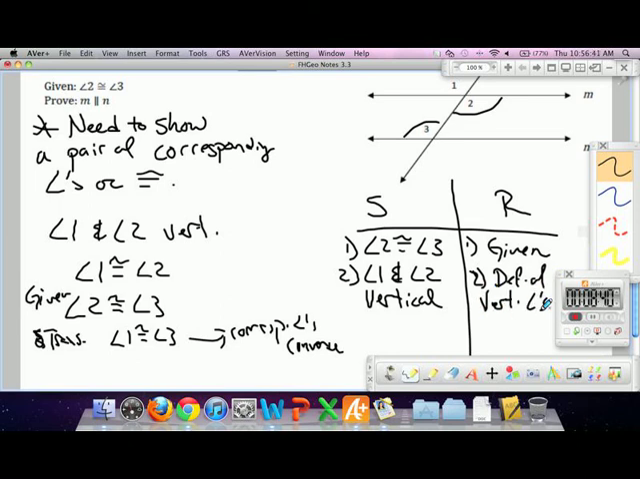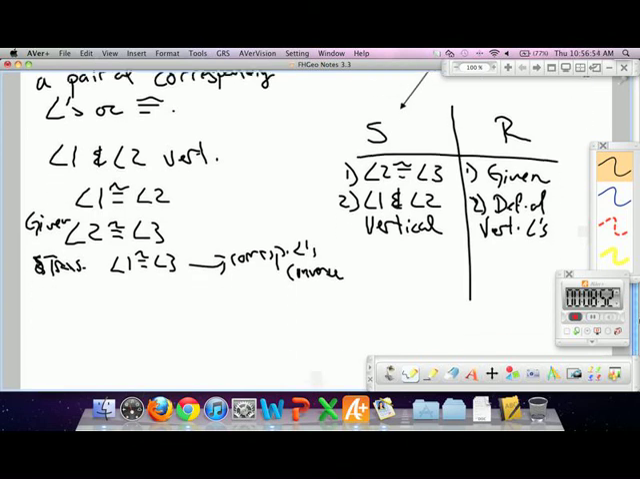Angles 1 and 2 are formed by opposite rays, two pairs of opposite rays. That's what they are. So if you know they're vertical, what does that tell you about their measures? They're congruent, because vertical angles are congruent. If you want to get fancy, you can call it the vertical angles theorem, which says that vertical angles are congruent.